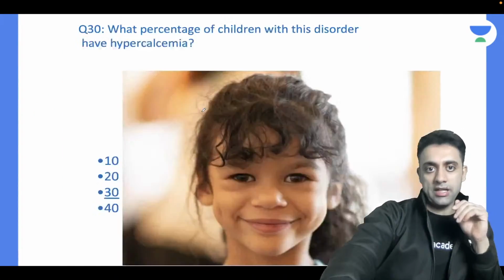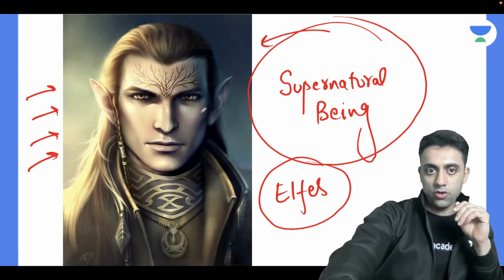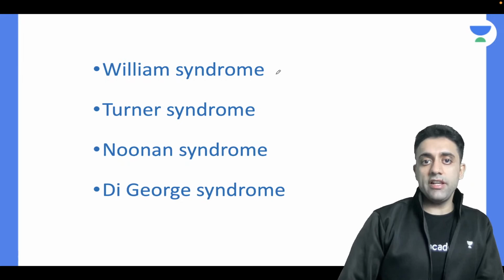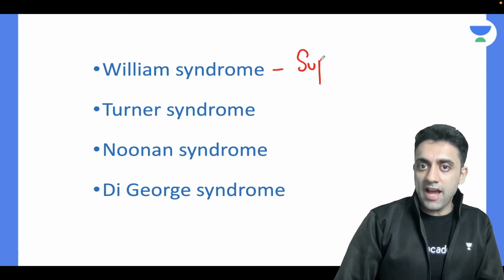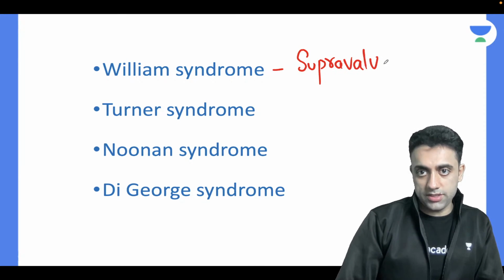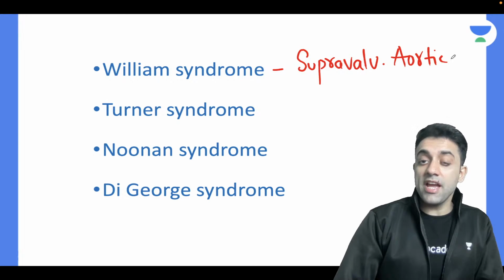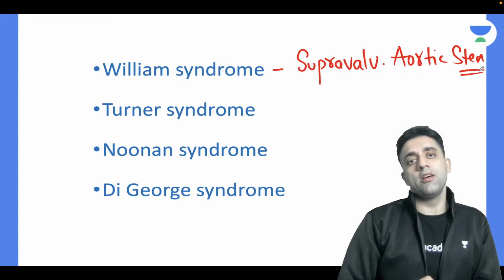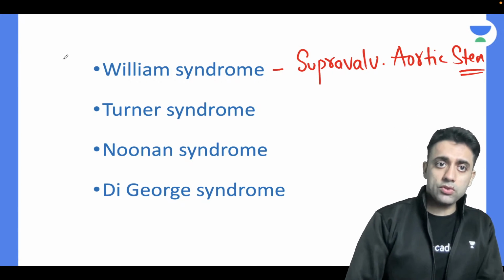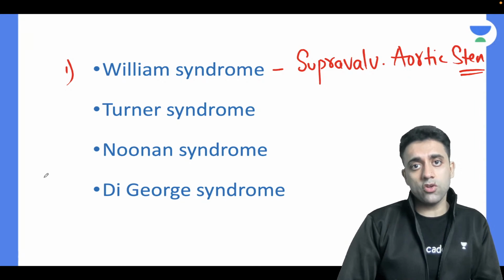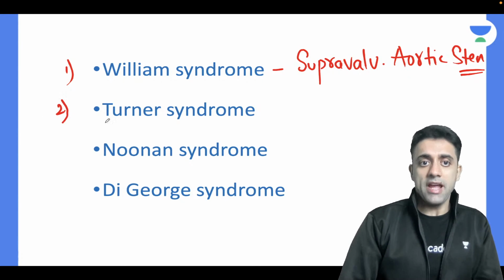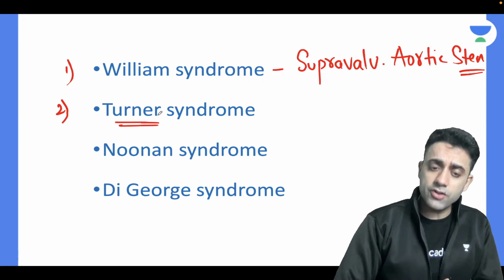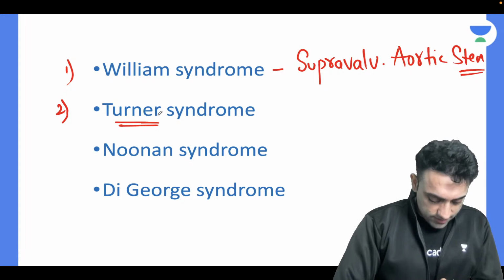Now coming to the little details about Williams syndrome. The most common congenital heart disease in Williams syndrome is supravalvular aortic stenosis, right? Every single word coming from my mouth is a PG entrance question, so you must participate and attend. Second question: which is the most common congenital heart disease in Turner syndrome? Anyone? Sayani, Savan?